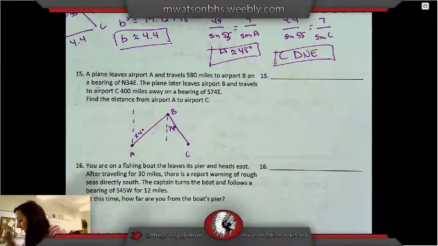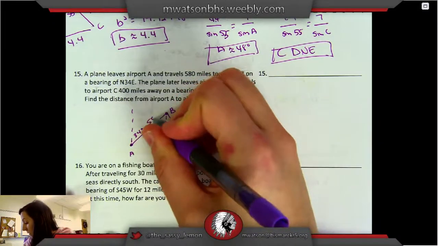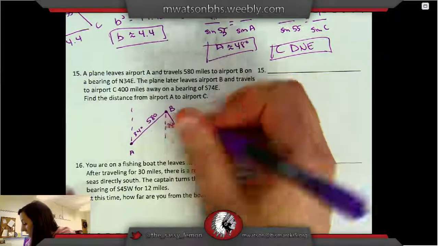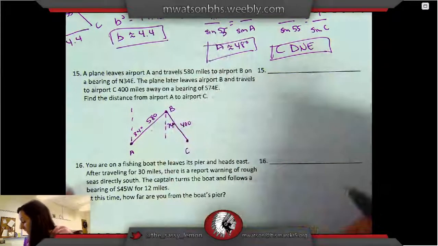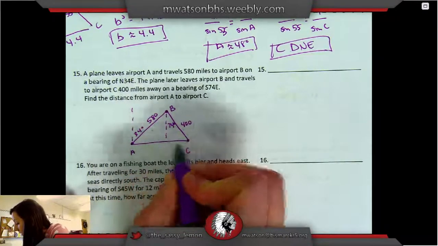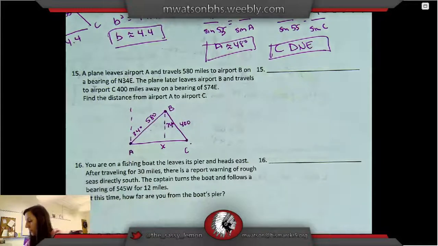Now, something I neglected to do was write down my side length. So this one was a 580 mile trip, and this one is a 400 mile trip. And then it says find the distance from A to C. So this is what we want to find.